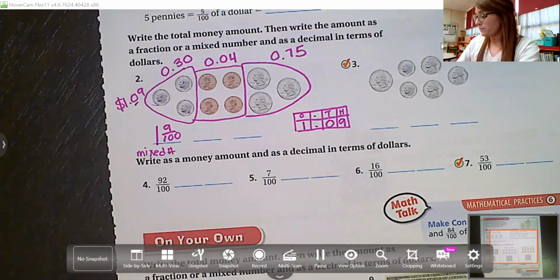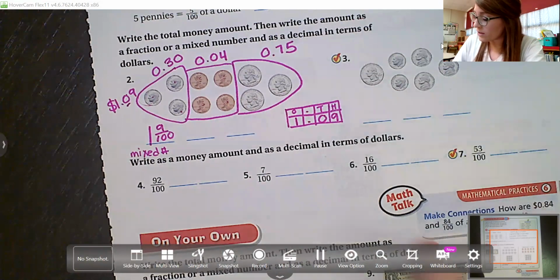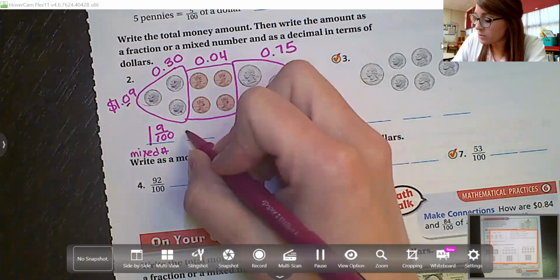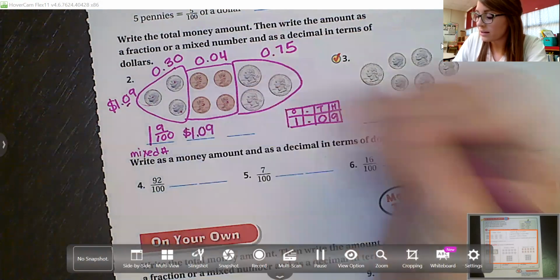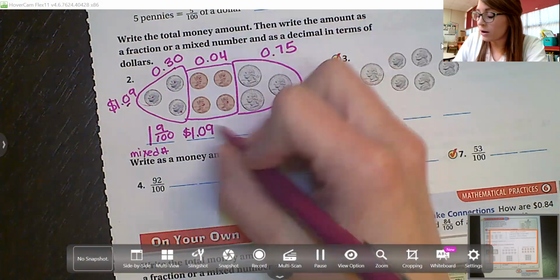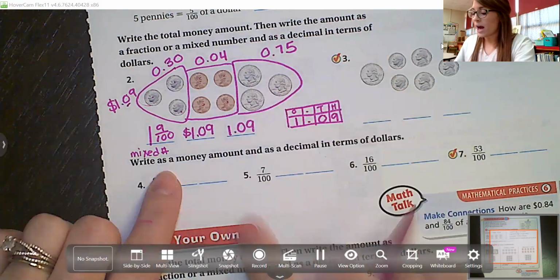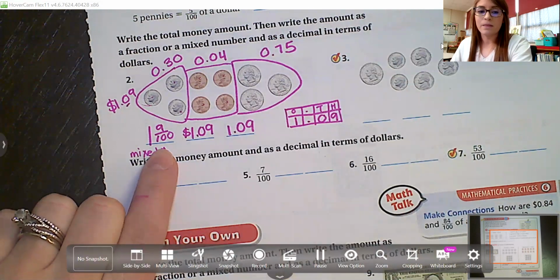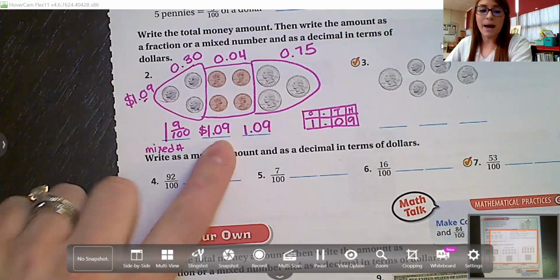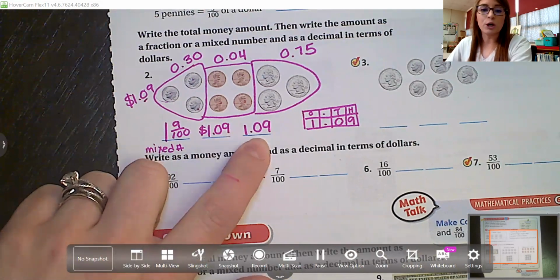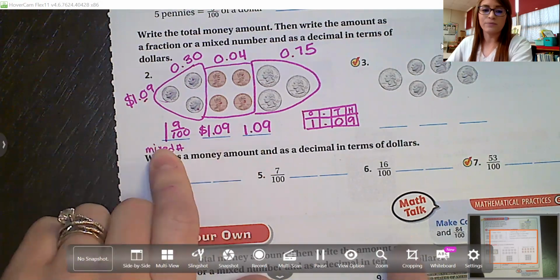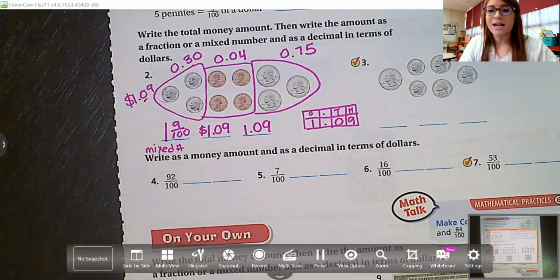And then we can write it as a decimal in terms of dollars and as the total money amount. As a decimal in terms of dollars, it's going to look just like that. There we go. So that is our mixed number, money amount, and decimal in terms of a dollar. Okay, very good. Let's look at number 3.